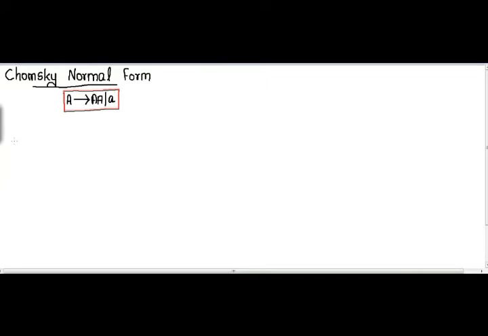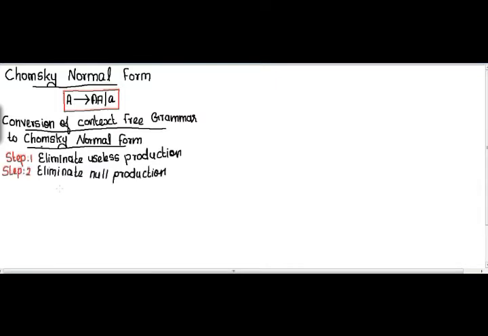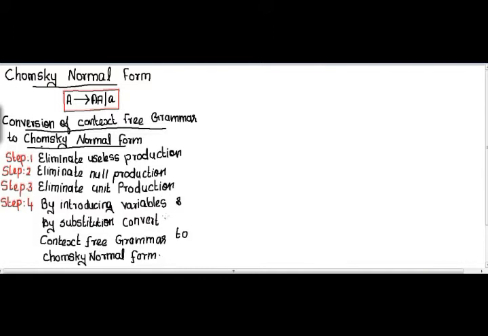Next, I am going to explain the conversion of context-free grammar to Chomsky normal form. If I want to convert a context-free grammar to Chomsky normal form, the first step is to eliminate useless production. The next step is to eliminate null production from the grammar. Step 3 is to eliminate unit production from the grammar. Step 4, I'm going to introduce new variables and substitute some terminals or variables to convert the context-free grammar to Chomsky normal form. So all the steps are written over here.